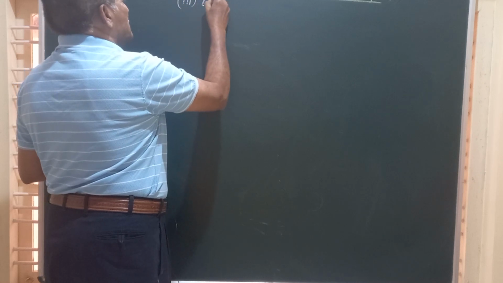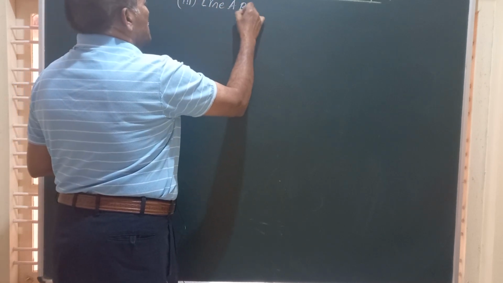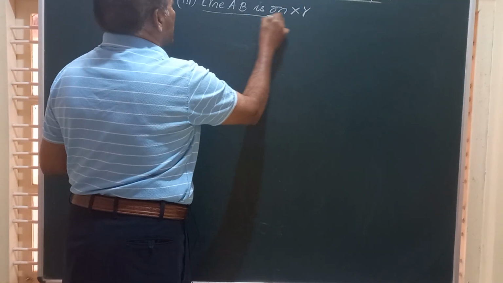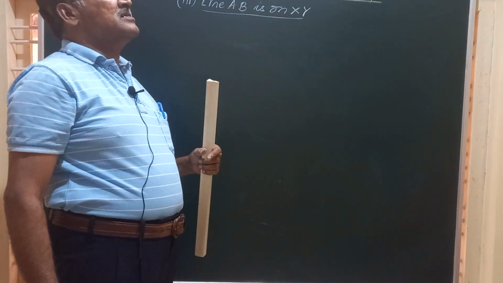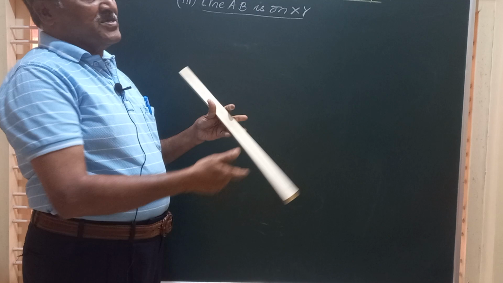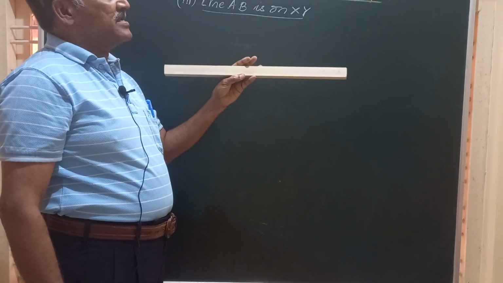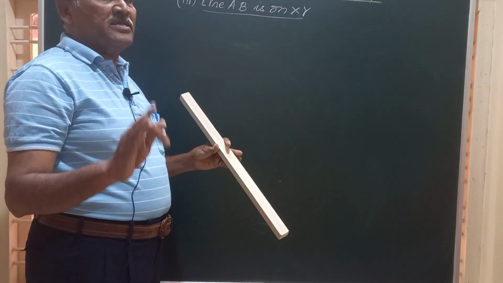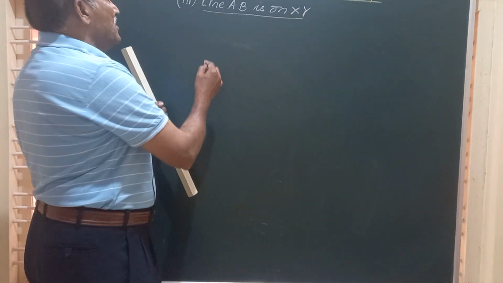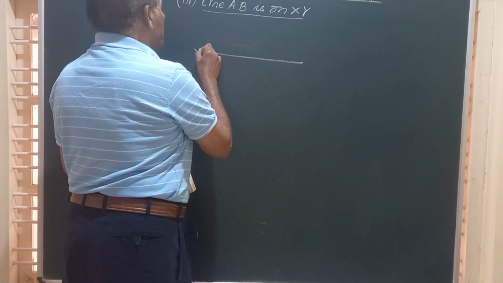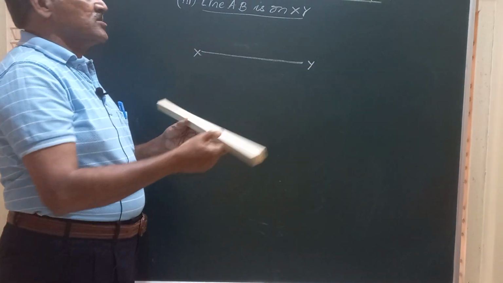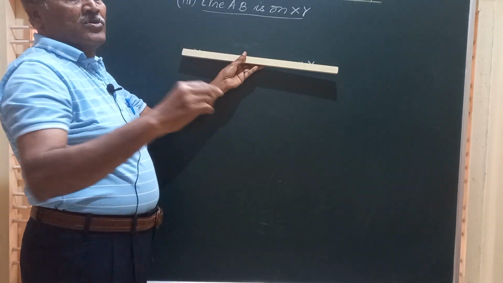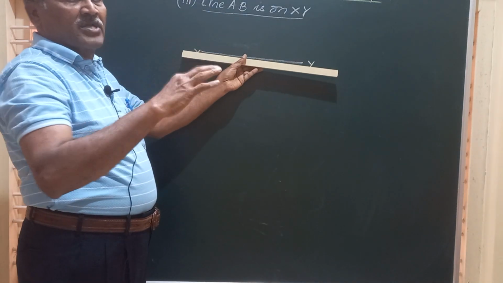Line AB is on XY. The complete line is on XY. So what's the meaning of that? The line of the given length, when I say line, it's always a straight line. It is on XY. On XY means it is on the line of intersection of VP and HP. Friends, mark XY. The line is on this. So both in the front view and in the top view, you get the projections on XY.